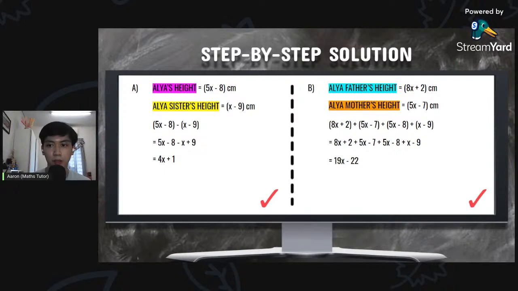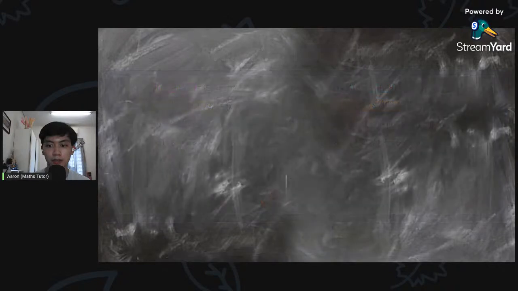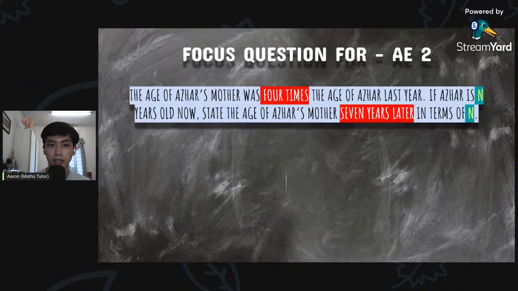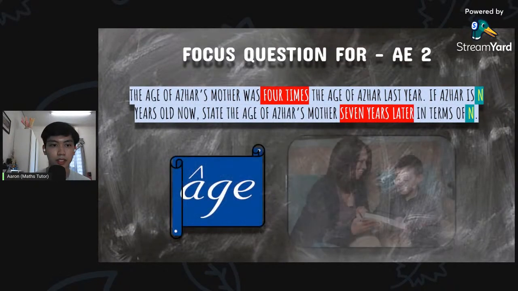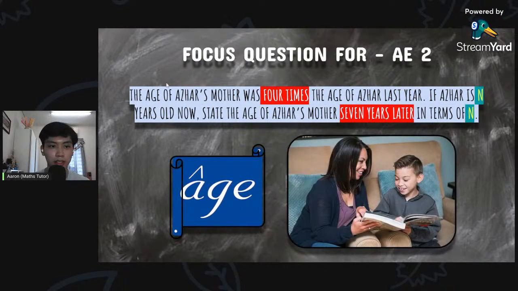Okay, so for our second question, we move on to our second question. Kita lihat sini. The age of Azhar's mother was 4 times the age of Azhar last year. So you see here, don't be confused. We look at this first part: age of Azhar's mother was 4 times the age of Azhar last year.